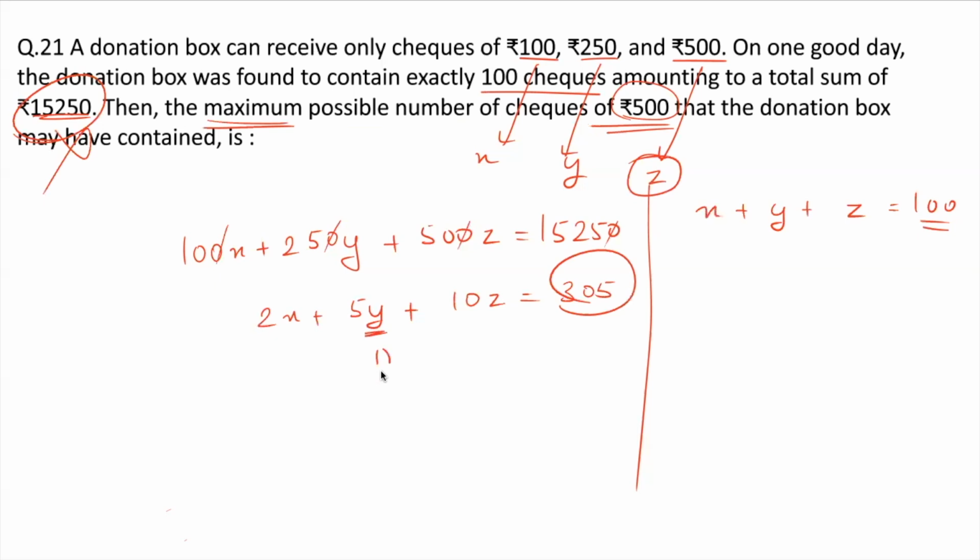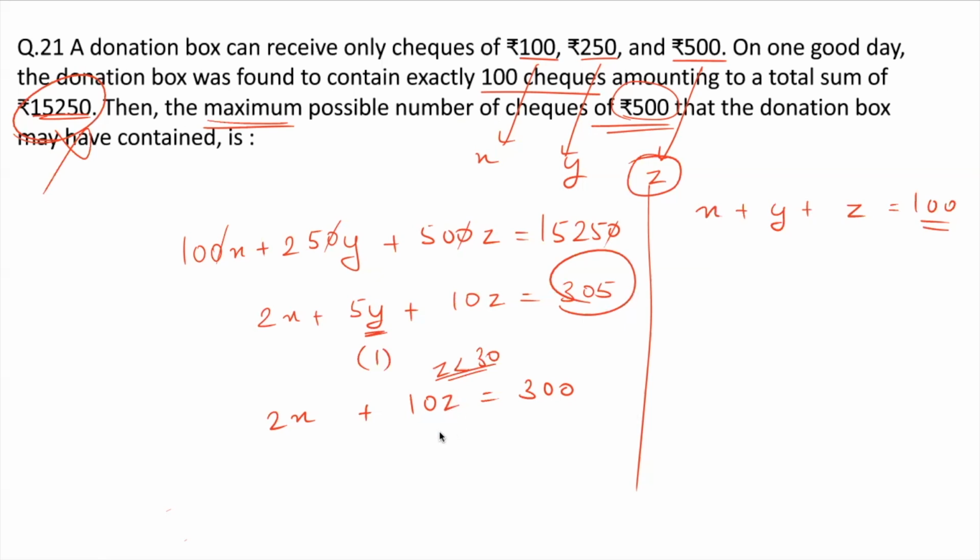Let's take y as 1 so that we get 2x plus 5 plus 10z is 305. So 2x plus 10z is 300 is what we will get. Now, guys, z has to be definitely less than 30, because if z becomes equal to 30, in that case, 10 into 30 will be 300 automatically. But we have 2x also, right? So z has to be less than 30.